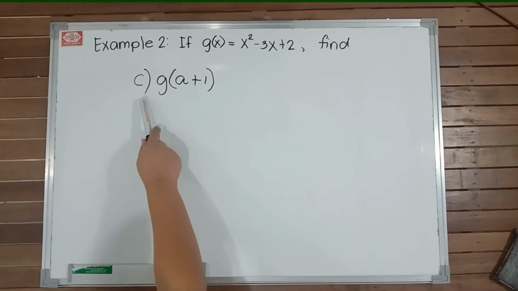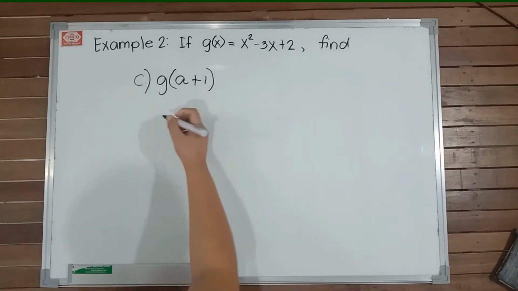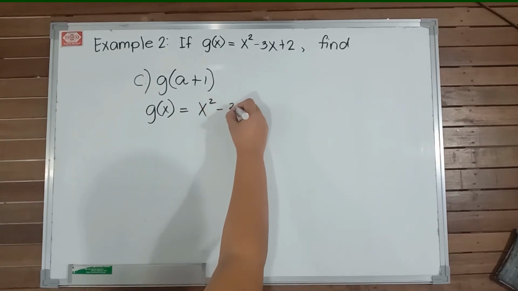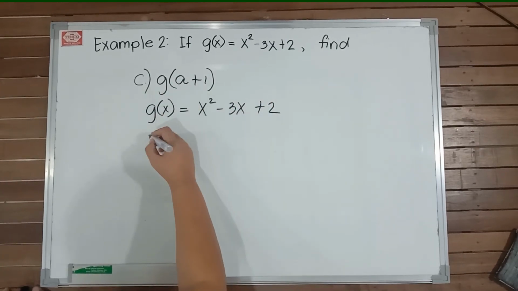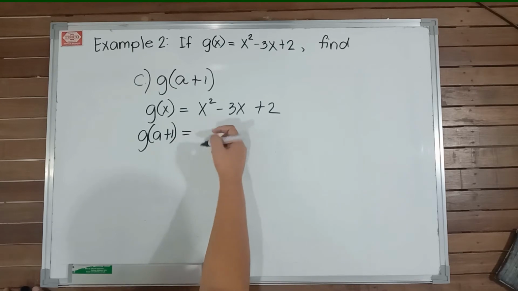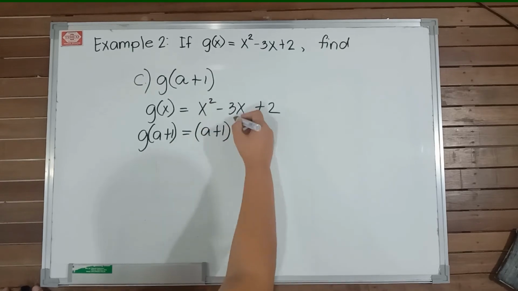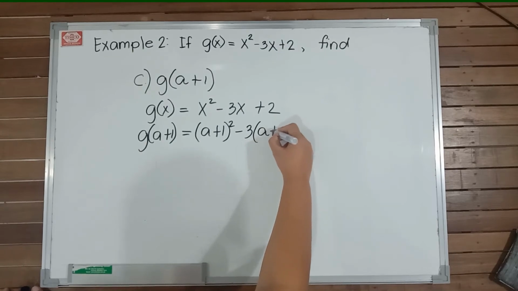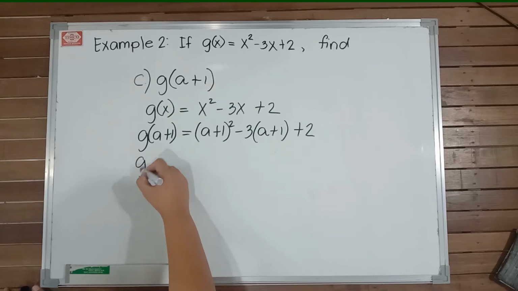And for our last given, which is g of a plus 1, we have to rewrite the function g of x is equal to x squared minus 3x plus 2. In place of x, we will write a plus 1. So g of a plus 1 is equal to, in place of x, we will write a plus 1. Quantity a plus 1 squared minus 3 times the quantity a plus 1 plus 2.